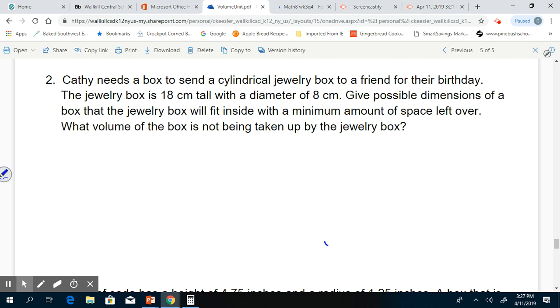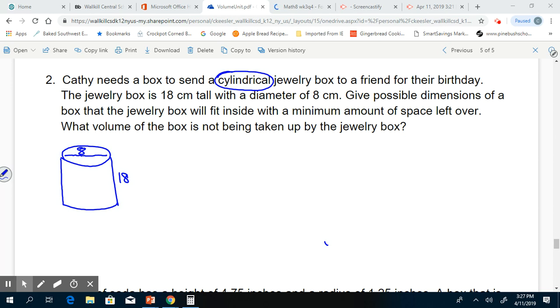All right, so it's a little tricky here because it says jewelry box, but let's remember that this jewelry box has a cylinder shape. So we want to figure out a rectangular box that cylinder can fit into. So let's think about this first. We have our cylinder here, a jewelry box that's got a diameter of 8. I'm going to redraw this, and a height of 18 centimeters. So let's make this a little bit taller. This whole distance across is 8, and the height is 18.